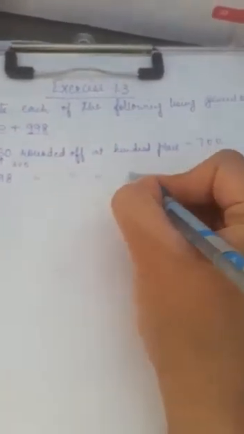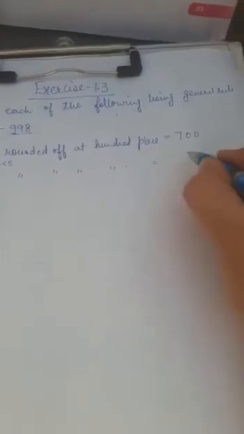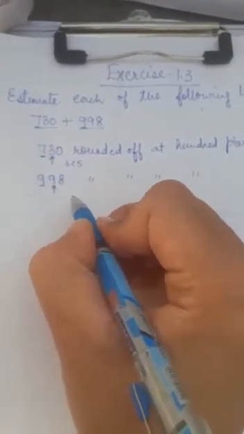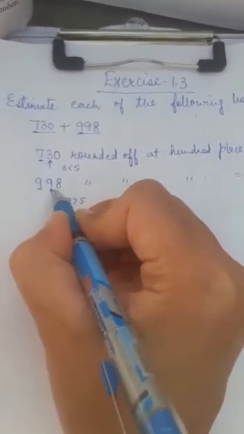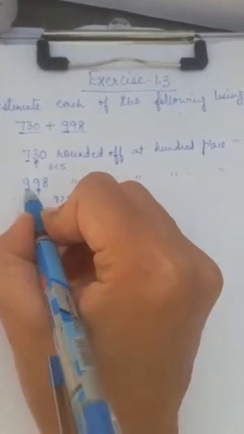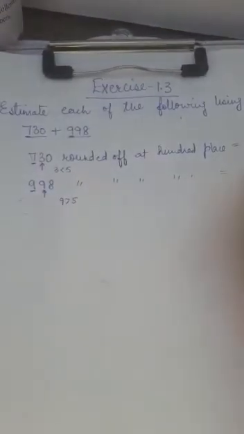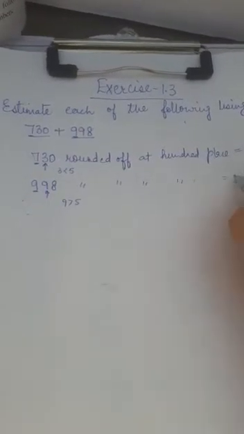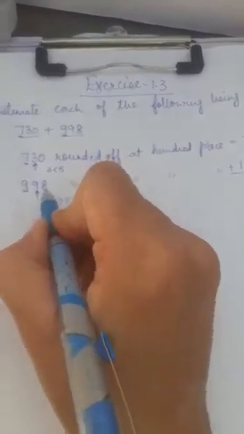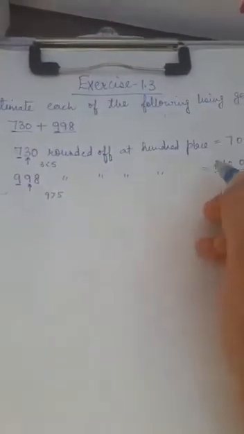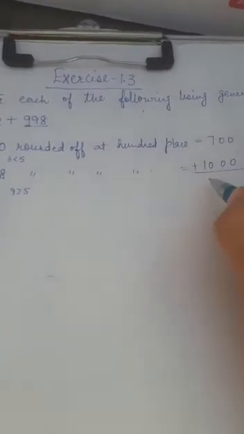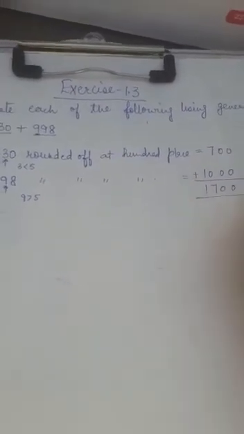Again rounded off at the hundreds place, which is equal to, look at 998. The digit at the tens place is 9. 9 is greater than 5. So the digit at the hundreds place will be rounded up. So 9 will become 10. All the remaining digits will become 0, 0. That means 998 will be rounded off to 1000. So now add both the numbers. What will we get? 1700. That is your answer.